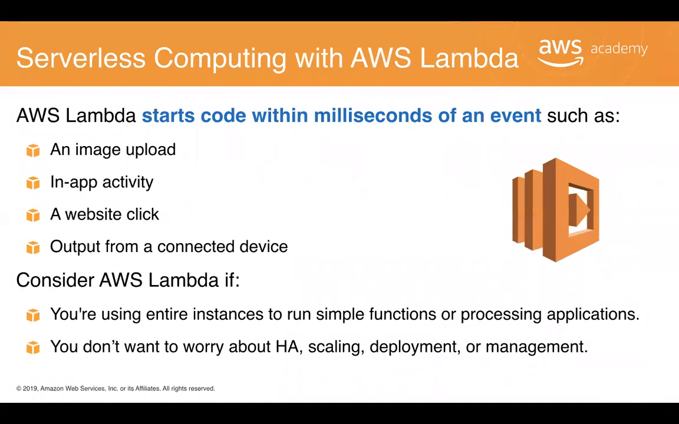Serverless computing with Lambda can begin as early as within a few milliseconds of an event, which triggers it, such as an image upload, app activity, website click, etc. So if you have a simple script that can be handled by AWS Lambda, you really should be using it. It has all the advantages and none of the disadvantages of using an EC2 instance. For example, it scales automatically, just like an auto-scaling cluster, and you will have one less instance that you'll have to worry about.